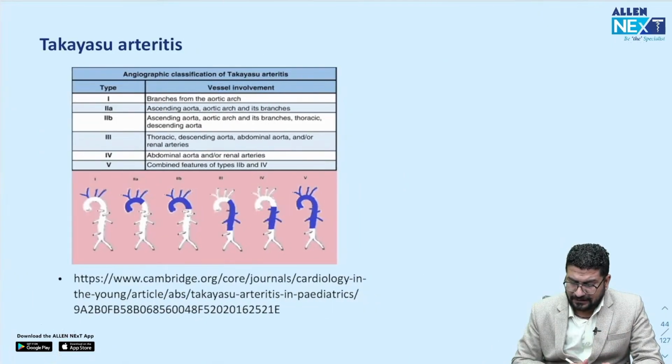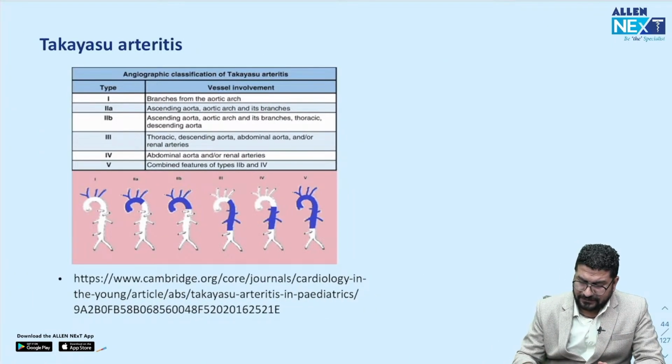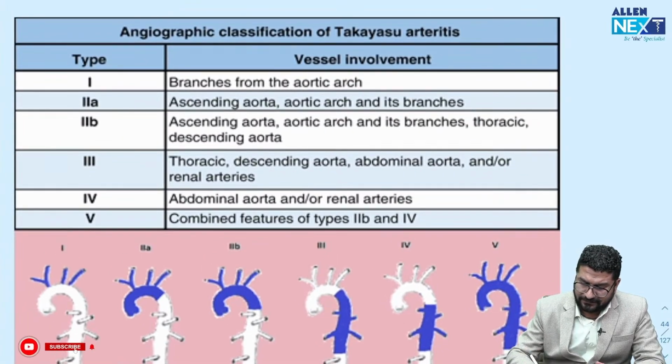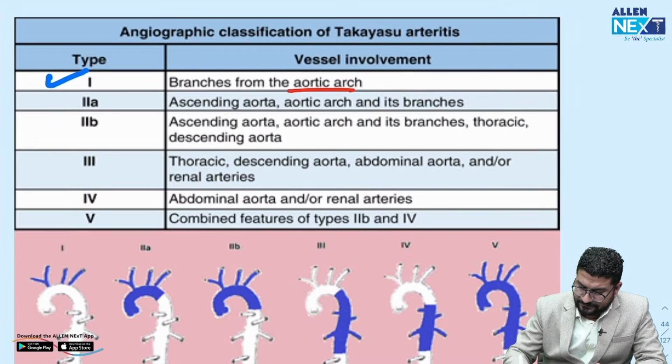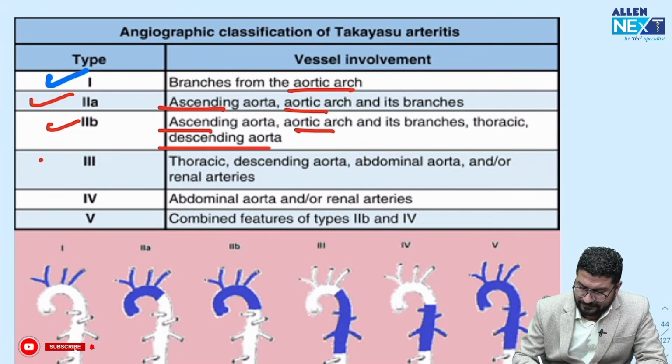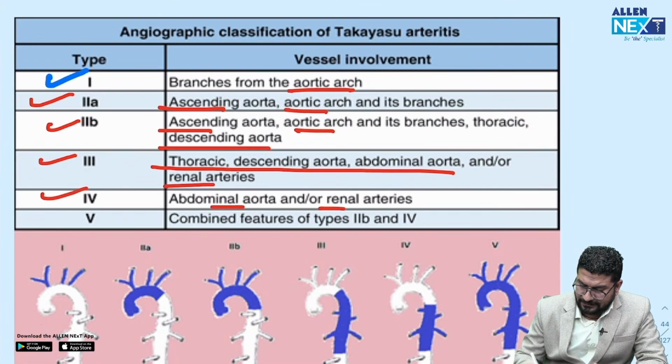Then they can ask you Takayasu arteritis. So they can give you this classification, like what is the angiographic classification. So we have type 1, which involves branches of the aortic arch. Type 2A, ascending aorta, aortic arch. Type 2B, ascending aorta, aortic arch, and thoracic descending aorta. Type 3, thoracic descending aorta, abdominal aorta, renal arteries. Type 4, abdominal aorta, renal arteries, and type 5 combined features.